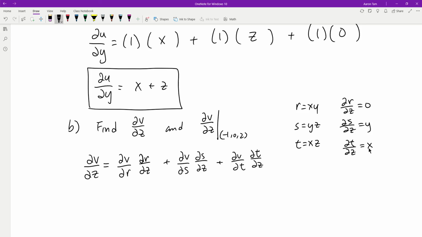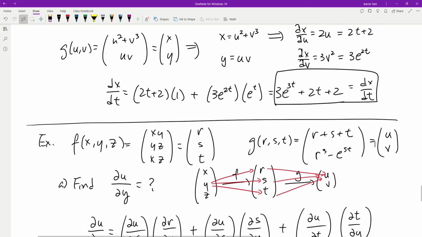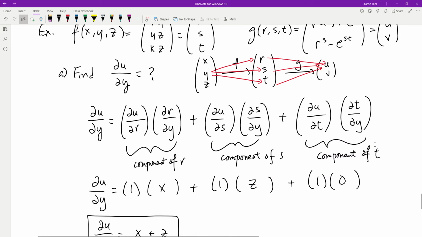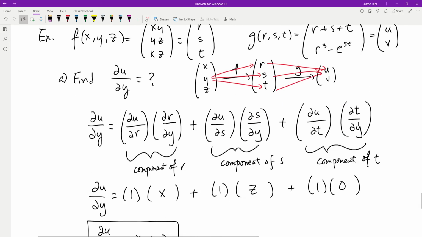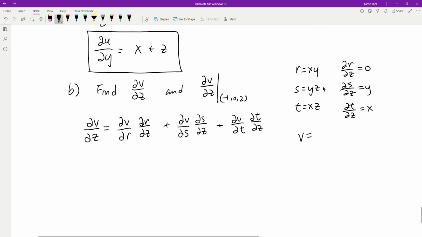I also need dv over dr, dv over ds, and dv over dt. So what is v? If I look up the function, v is equal to r to the third minus e to the st. That is an s, right there. Okay, e to the st, not e to the 5t. So that would be r to the third minus e to the st. I hope it looks like an s. All right, so what are dv over dr, ds, and dt going to be? Well, let's go for it.